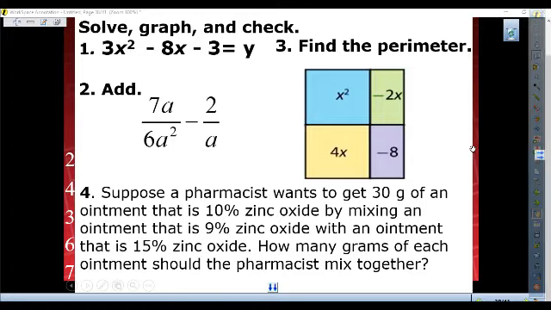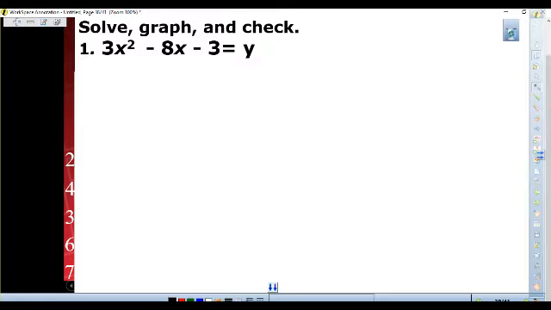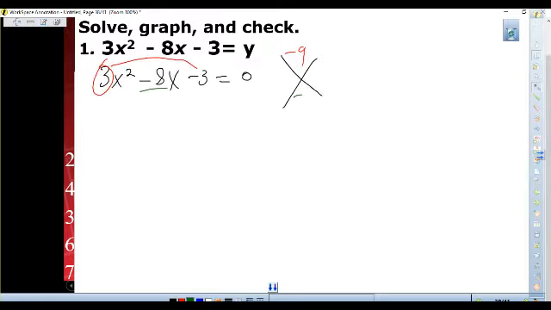Let me go changing y to 0. So this is 3x squared minus 8x minus 3 equal to 0. So factors of 9 are 1 times 9, 3 times 3. So therefore it has to be 1 and 9. This tells me that one of them is a negative. So this tells the sign of the biggest number. So the negative is 9.